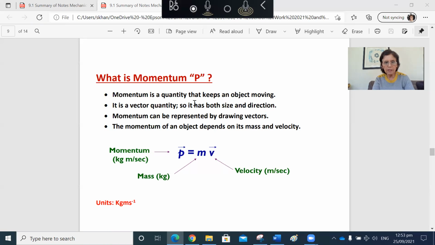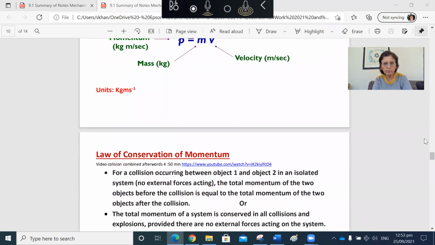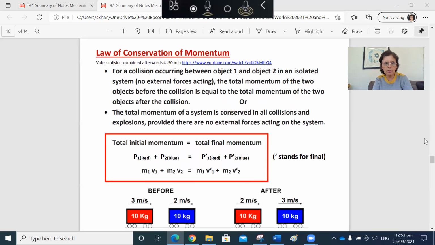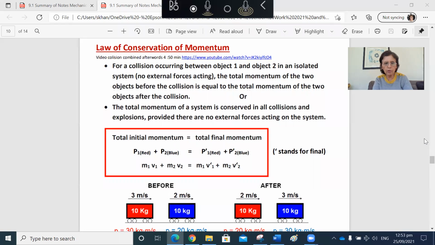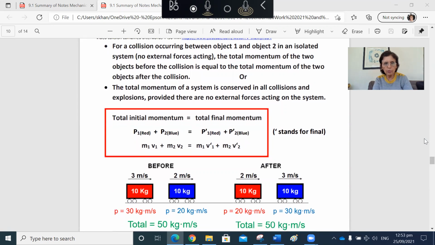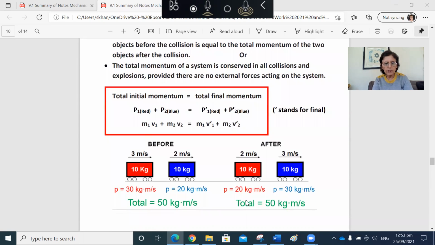So momentum is a vector quantity, and p equals mass times velocity. Mass should be in kilograms, velocity in meters per second, and the unit of momentum is kilogram meter per second. The law of conservation of momentum states that in every collision between two objects, as long as there are no external forces, the total momentum of the system is conserved.